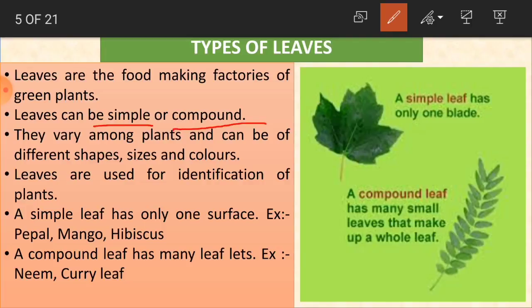Normally simple is very easy. Compound, in the sense, means so many. Simple here is single, compound here is so many. So leaves can be simple or compound. They vary among plants and can be of different shapes, sizes and colors. What is vary in the sense? Differ. They differ among plants and can be of different shapes, sizes and colors.